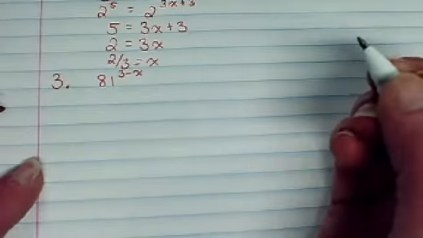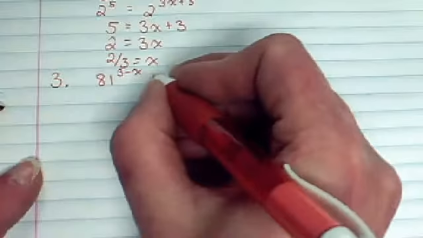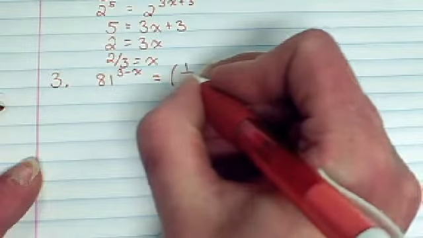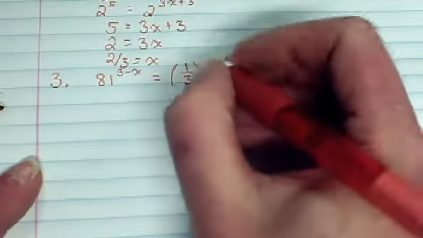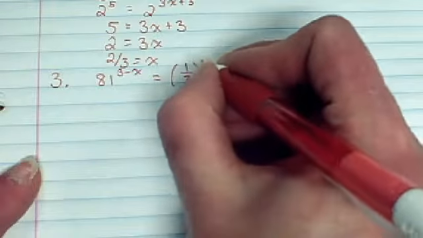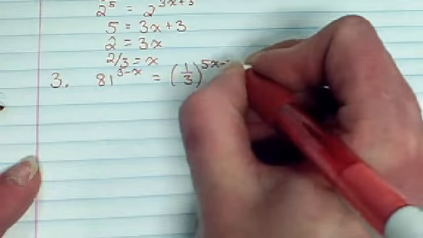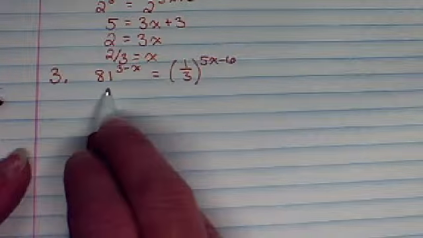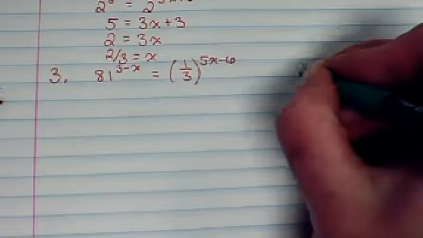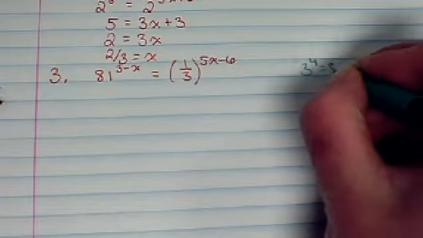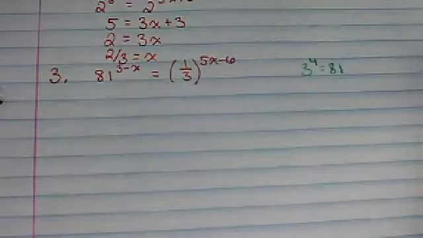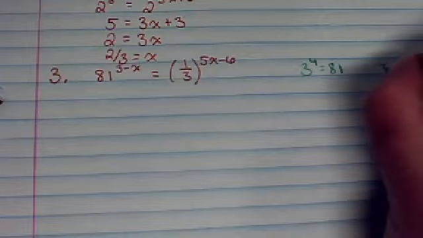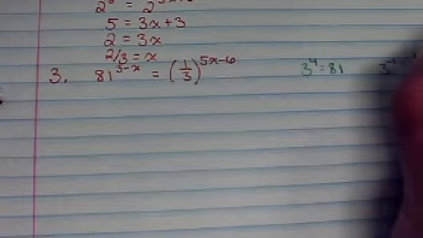That's 81 to the 3 minus x equals 1/3 to the 5x minus 6. We're doing it a lot harder. So let's think about how we can rewrite 81 as a power of 3 and 1/3 as a power of 3. So if I come off to the side, I know that 81 is really 3 to the 4th. 3 to what power would give me 1/3? Well, that was to the negative 1.